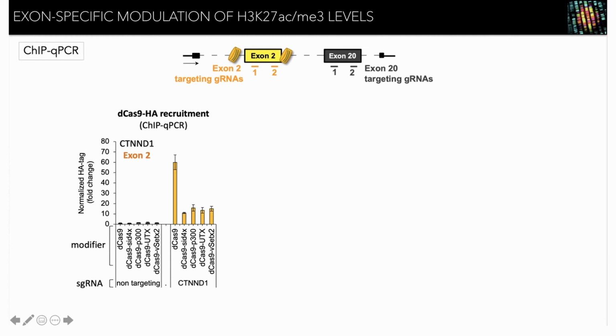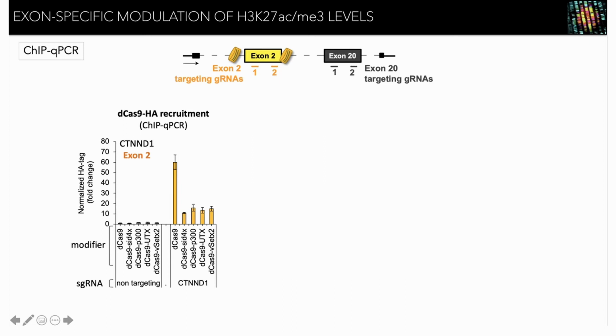And the first thing we did was to verify that we were actually changing the chromatin. Here I'm only showing you ctND1 for simplicity, but we did the same in FGFR2. We always target more than one gRNA to increase efficiency. We target the gRNAs to the exon. So this is exon 2, the exon of interest. And as a control, we also target exon 20, another unrelated exon, to make sure that this is specific to the targeted exon, not because of off-target effects or effects of just overexpressing the catalytic domain.